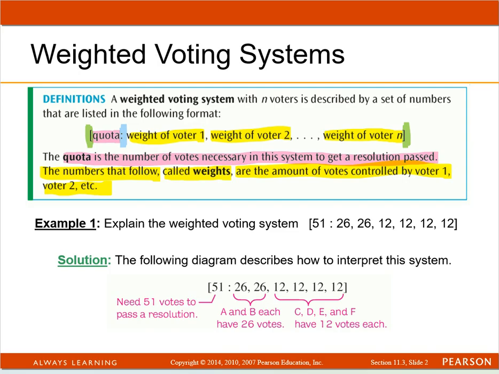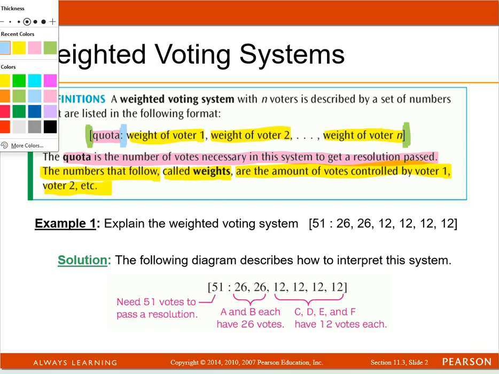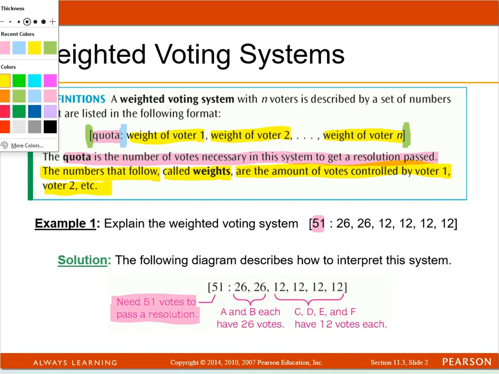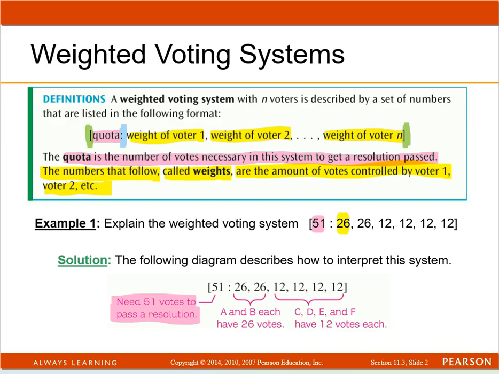So in example 1, our quota is 51. You need 51 votes to pass a resolution, or as I like to say, get somebody voted off the island, because I'm a huge Survivor fan. Love that show. And then after it, when I'm counting these, I see 1, 2, 3, 4, 5, 6.